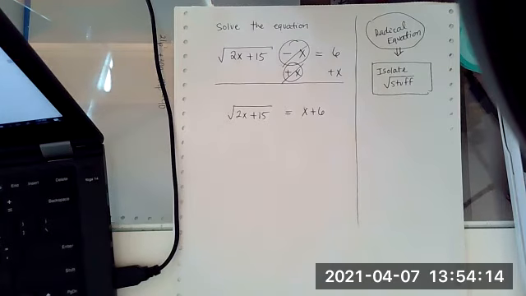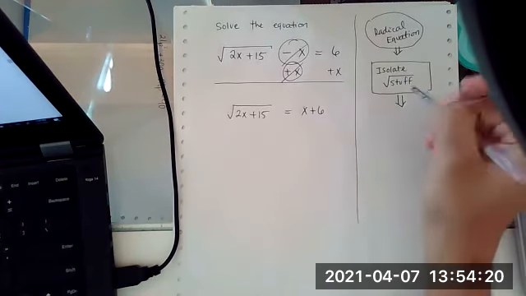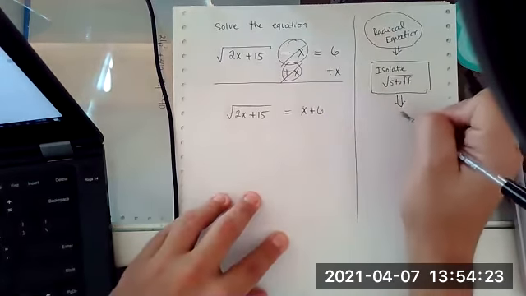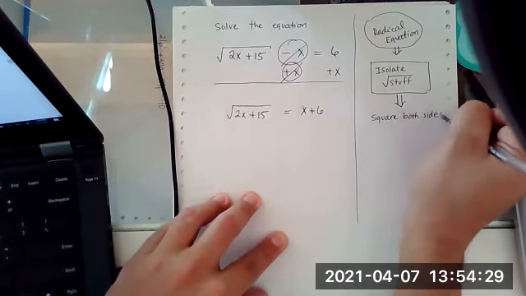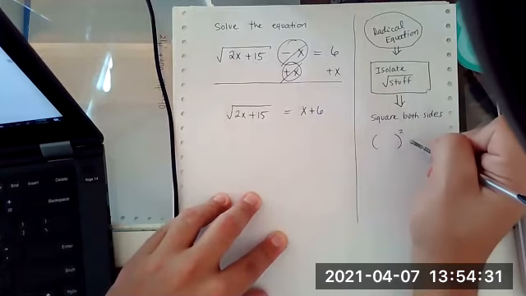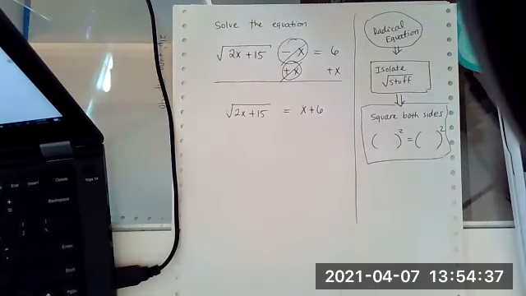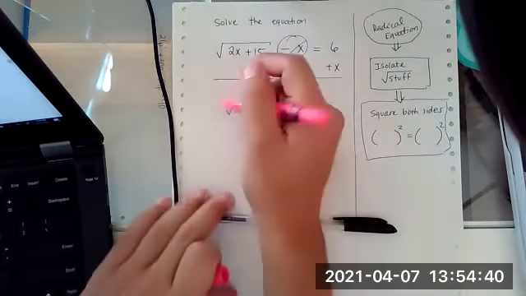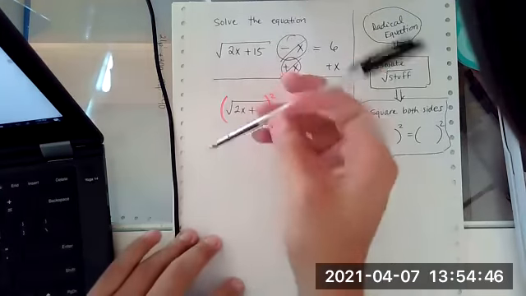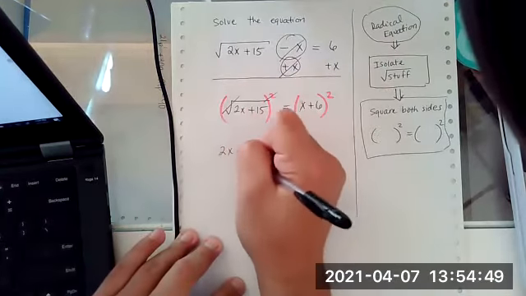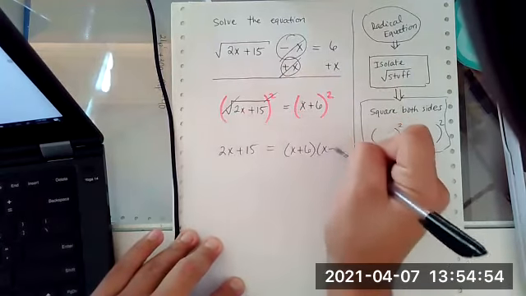Okay, but now, as Kelly suggested before, once you've isolated the square root stuff, then you will square both sides. And what I mean by that is we'll take this stuff and square it, and we'll take this stuff and square it. So square that, square that. This cancels here, so we get 2x plus 15. And that's equal to x plus 6 times x plus 6.